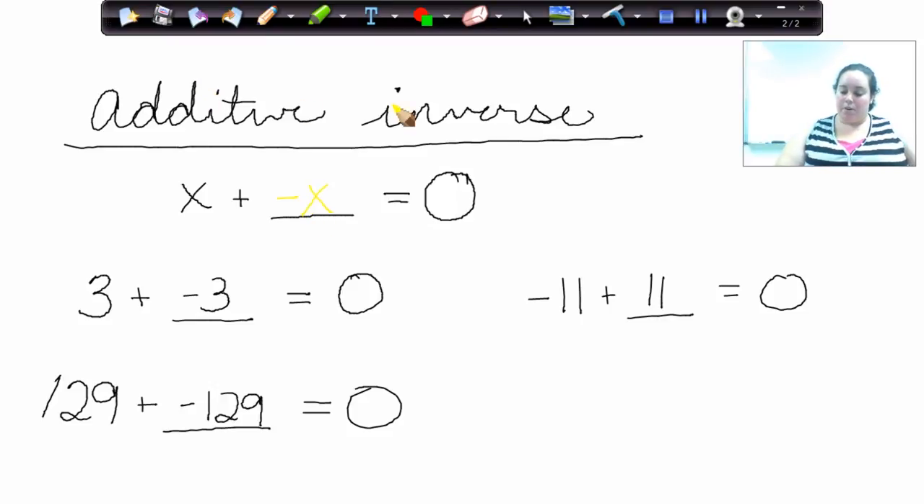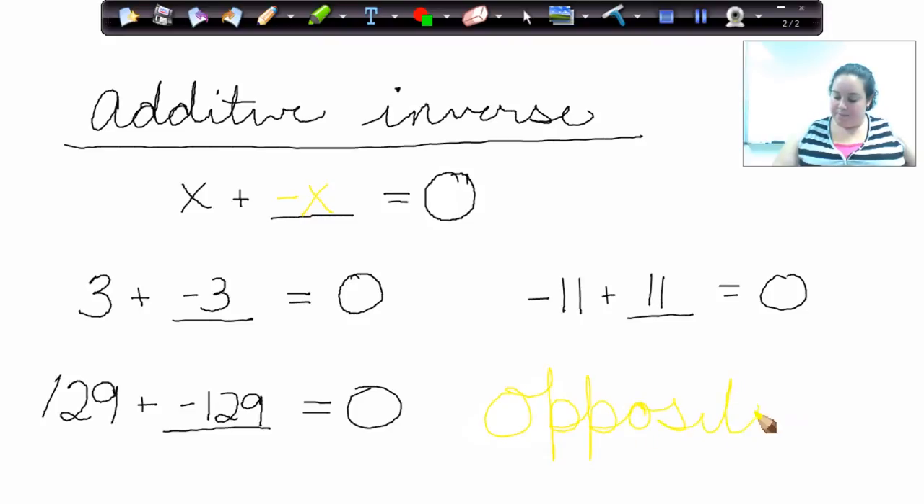And another word for additive inverse is the opposite. So the additive inverse, or the opposite, means the negative of that number.